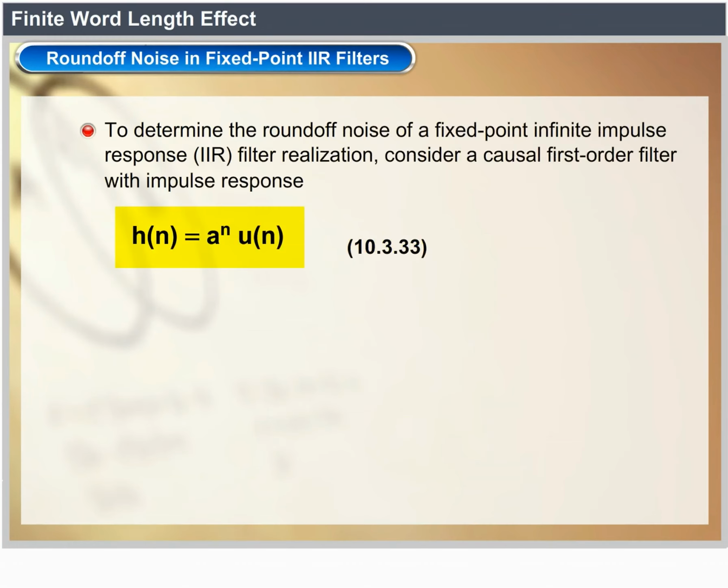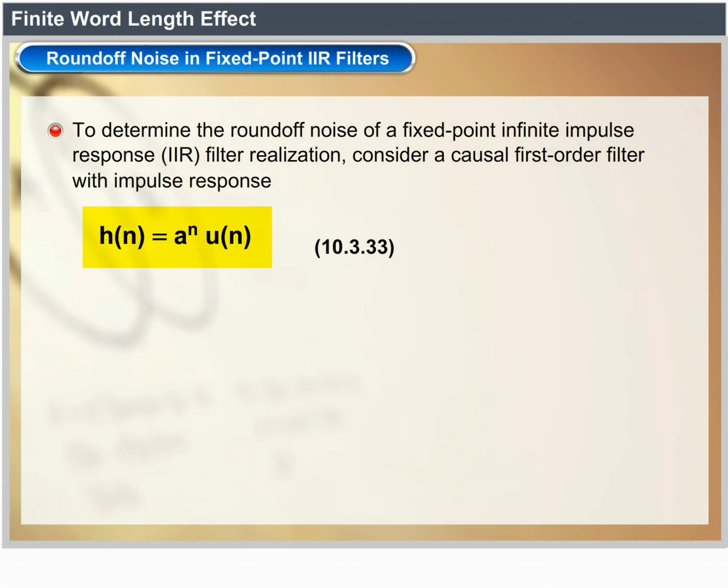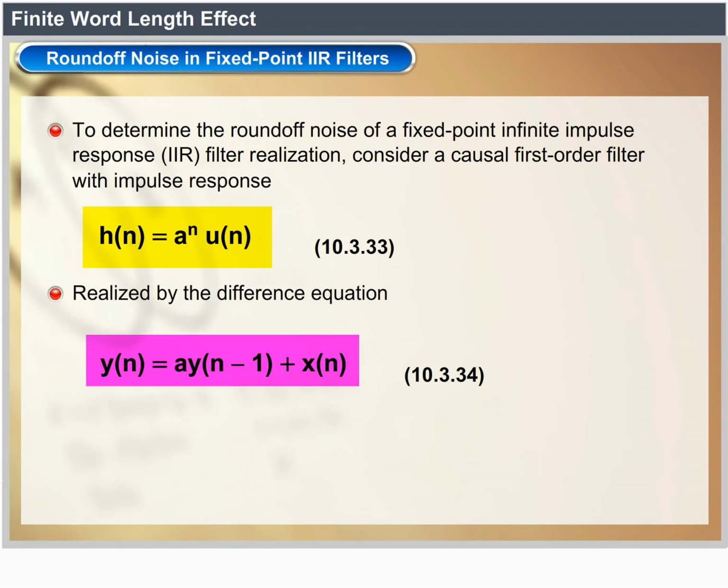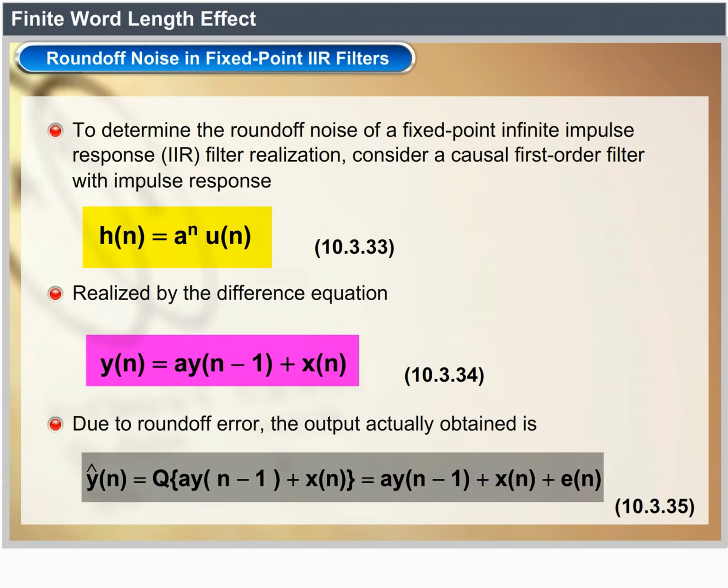To determine the round-off noise of a fixed point infinite impulse response (IIR) filter realization, consider a causal first order filter with impulse response h(n) = a^n u(n), equation 10.3.33, realized by the difference equation y(n) = a y(n-1) + x(n), equation 10.3.34. Due to round-off error, the output actually obtained is ŷ(n) = Q[a y(n-1)] + x(n) = a y(n-1) + x(n) + e(n), equation 10.3.35.